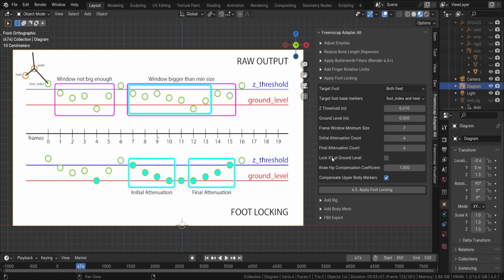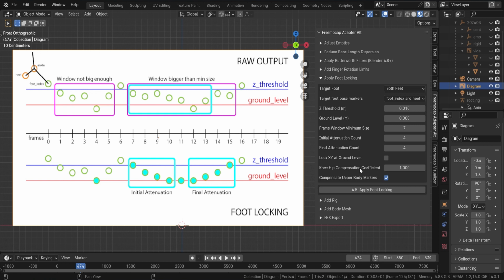Next, we have this option to also block the X and Y coordinates of the marker at ground level. This should only be used in sections of the capture where there is no foot movement, like when standing still, because it can produce an effect of lead or sticky feet. After the whole frame range is analyzed, the new Z position of the ankle marker is calculated. This will change the Z position of the ankle to keep the foot and heel bone's length as close to the median value as possible.